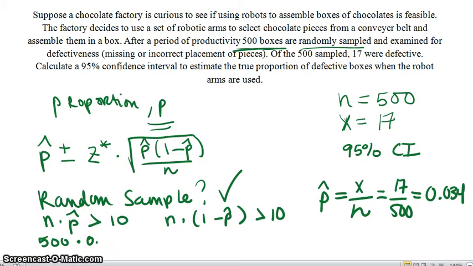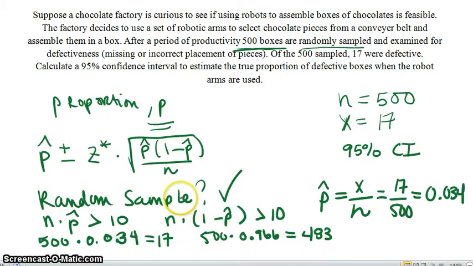If we multiply 500 times 0.034, our p hat, it should be no surprise that this is equal to 17, and that is of course greater than 10, so that condition is met. N times 1 minus p hat would be 500 times 0.966, which is equal to 483, which is again of course larger than 10. So both of these conditions are met. We have our sample size conditions met, and we have a random sample, so we can go forward and calculate from this formula.